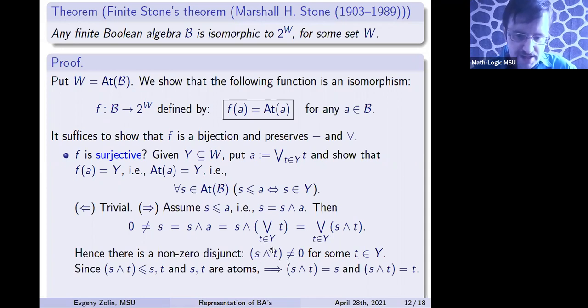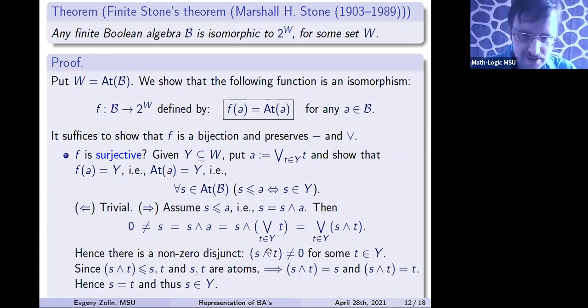But recall that S and T is below S and below T, and both S and T are atoms. And this conjunction is non-empty, moreover. But atoms cannot have smaller elements which are non-empty. So this S and T must be equal to S and must be equal to T. So S and T are the same.